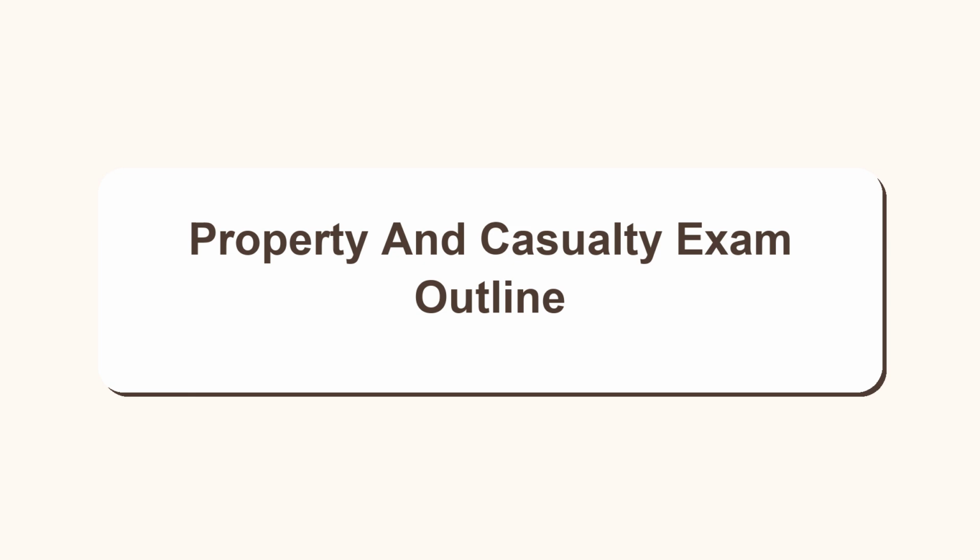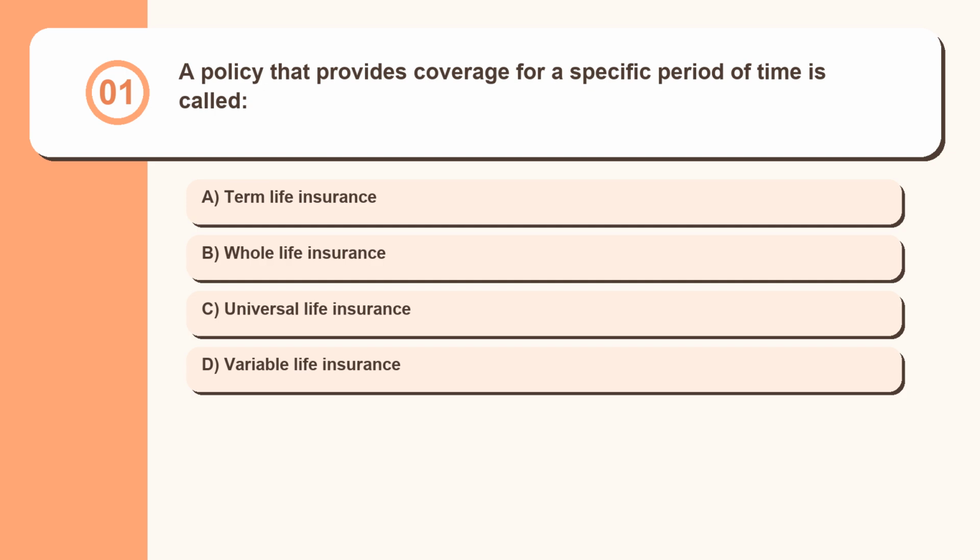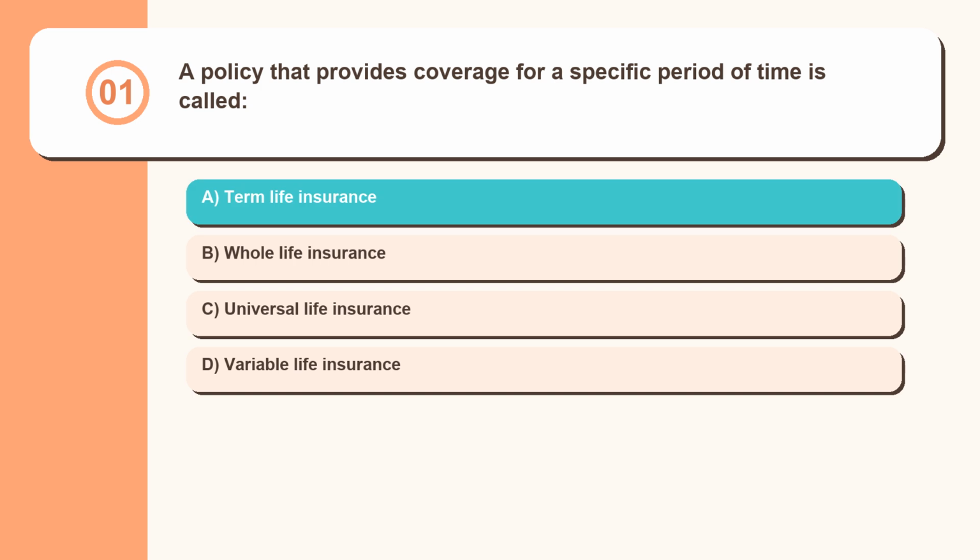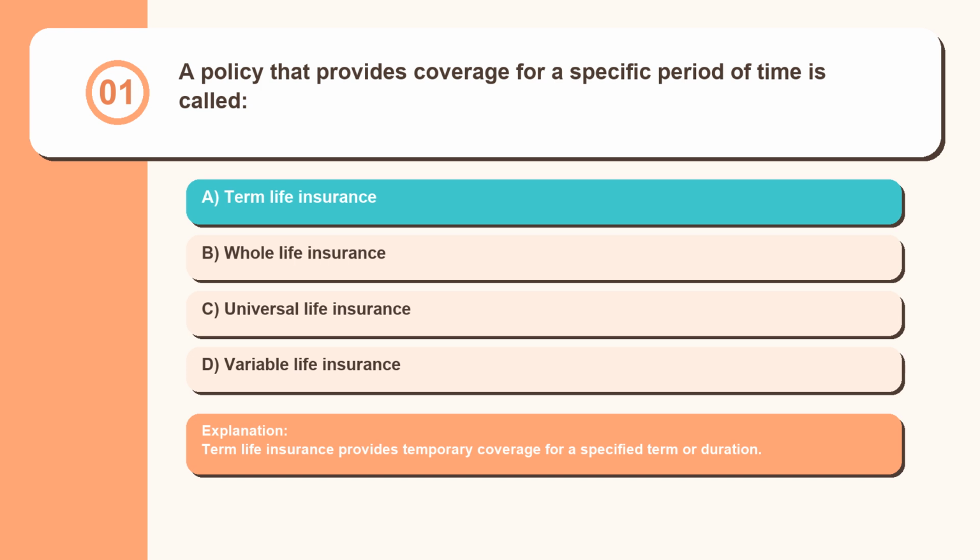Property and Casualty Exam Outline. Question 1. A policy that provides coverage for a specific period of time is called: term life insurance, whole life insurance, universal life insurance, variable life insurance. Term life insurance provides temporary coverage for a specified term or duration.